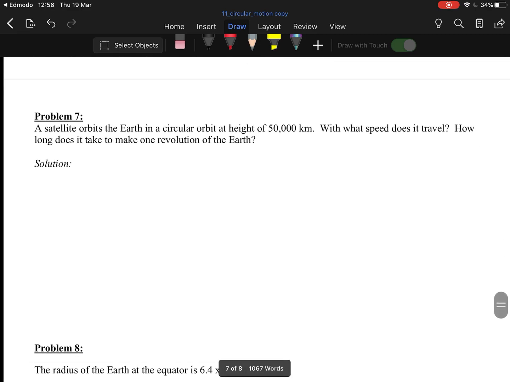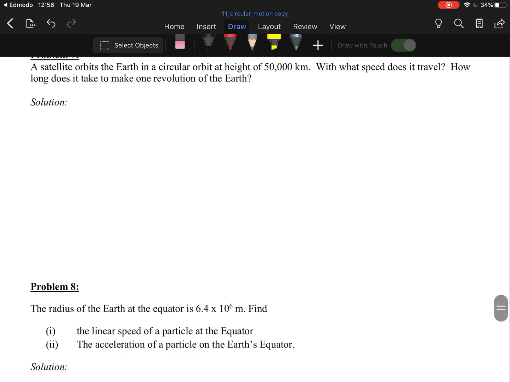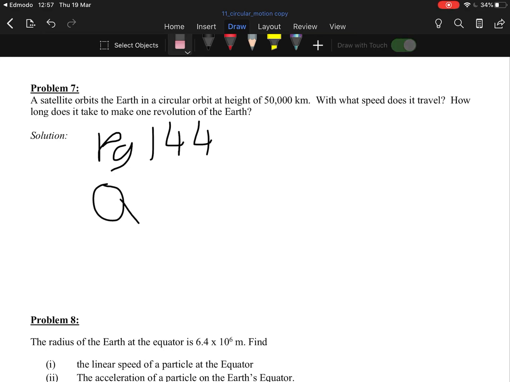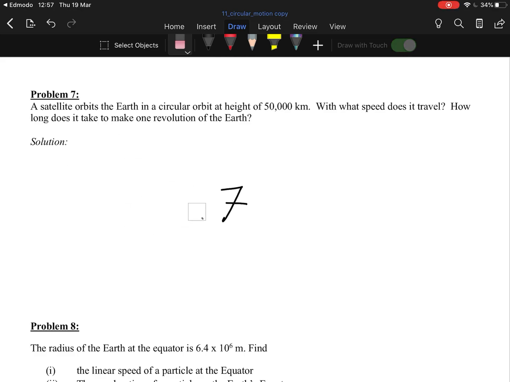All right, now, this is where the hassle will come in. So problem 7 here, and problem 8, they are in the book. They are page 144, question 1, and problem 8 is question 7. As you can see, the pen that I'm using on the tablet is absolutely horrendous. So it's a bit awkward for me to try and write with this pen here. I'll get you started, and you should be able to figure it out from there.